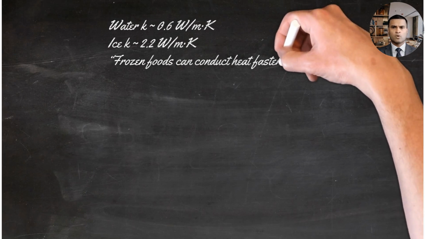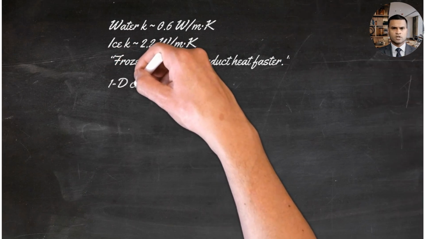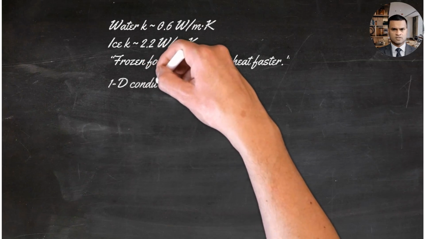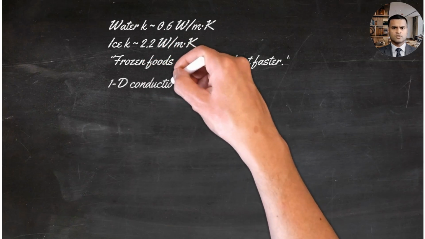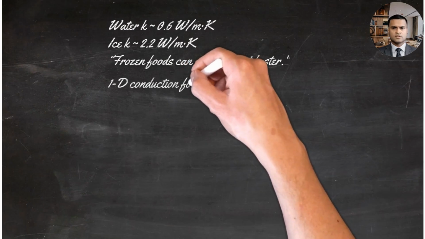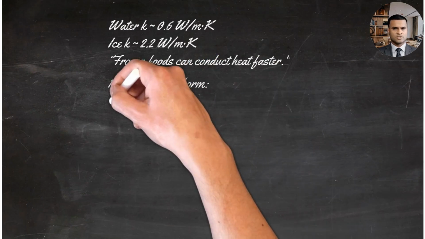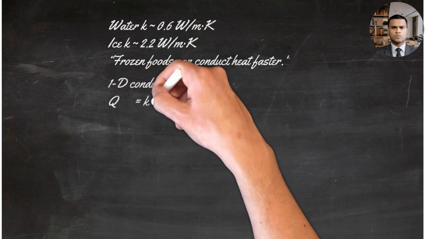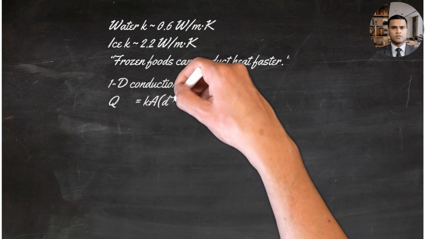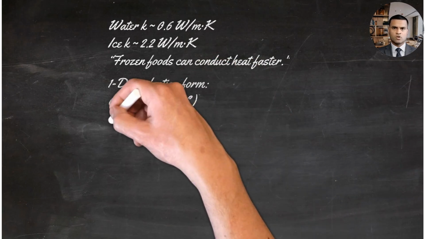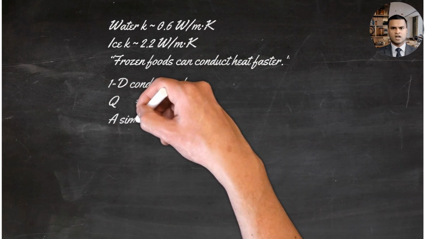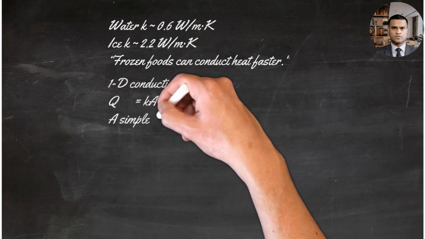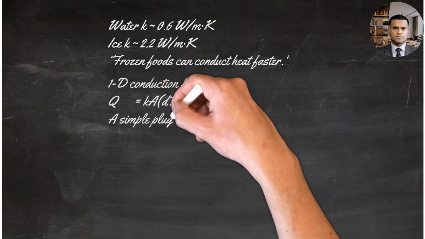The one-dimensional form of Fourier's law is the heat transfer rate by conduction equals thermal conductivity times area times temperature difference divided by thickness. Now let's use a simple numerical example to see what this means. Assume we have a flat slab of material. The area through which heat is flowing is 0.01 square meters. The thickness of the slab is 0.02 meters. The temperature difference across the slab is 20 degrees.